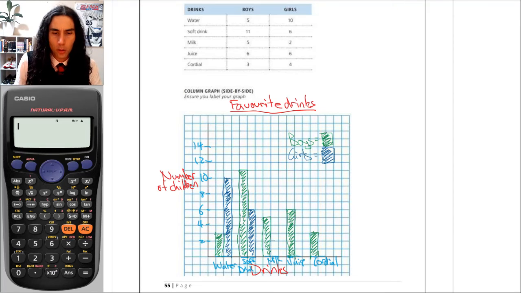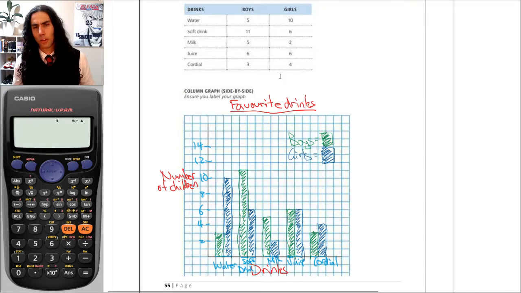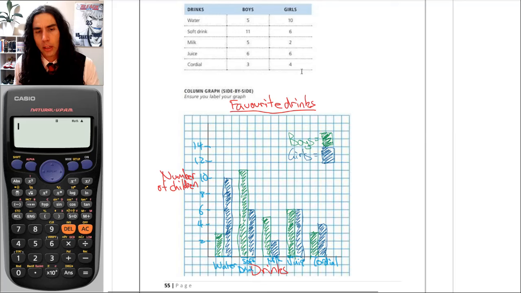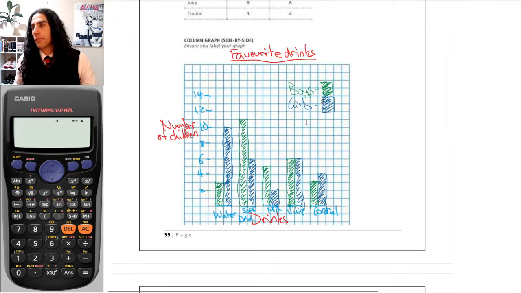Girls, only 2 of them liked milk. What? And 6 and 6. So this one was even for juice and more for like this. So they did ask a lot of people. But I think if you ask a different set of boys, girls, you'd get different answers. So our graph, it's got a title, it's got the 2 axes, it's got labels, it's even got that key there. That's a good graph.